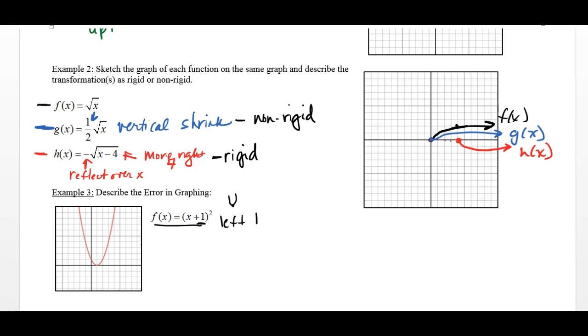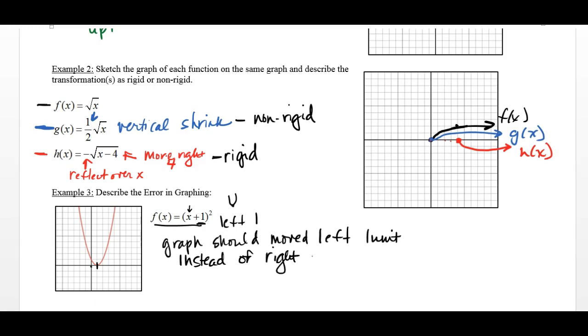Now, look at the graph here. They went 0, 1. They moved it to the right 1. You would think it would go to the right 1 because it's a plus 1. But we also know that this change is happening to the x in the parentheses, so it's opposite logic. So it really should have been moved to the left. The graph should be moved left 1 unit instead of right. And that's what you'd have to tell me when you describe the error in the graphing. Okay? Hope that makes some sense, and we'll see you in class and work some problems.